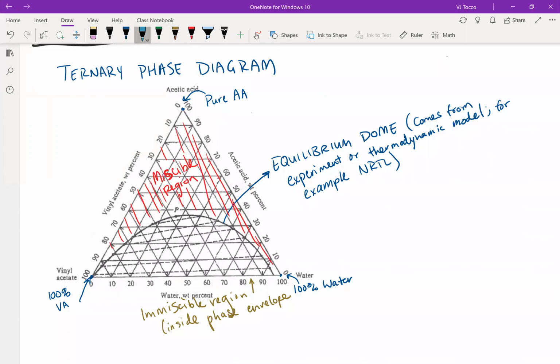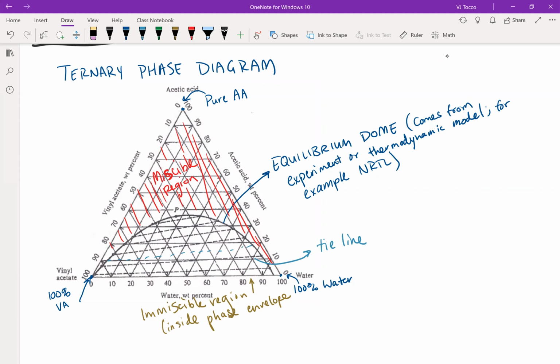These dashed lines inside are called tie lines. Truly, there are an infinite number of tie lines, but if you had every tie line drawn, it would quickly become overwhelming. So in practice, only a few of these tie lines are drawn. If you ever need another tie line, you can simply sketch it in just by splitting the difference between the straddling tie lines.